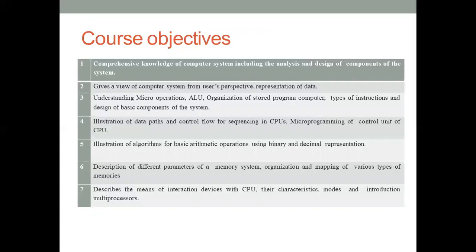And then representation of data. A computer processes the input in the form of data. These data are generally in the form of instructions. Several instructions will form something called a program. These programs are used to perform a specific task. And the fourth is the illustration of data path.